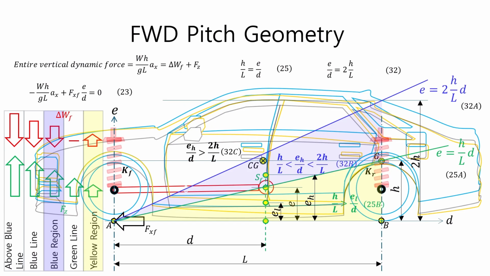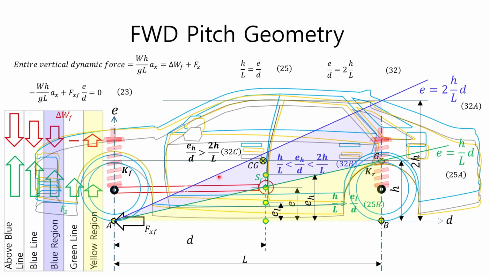Let's briefly summarize the pitch geometry of a front-wheel drive vehicle. Using the lift-zero coordinate system explained earlier, the condition for a zero pitch angle can be expressed by equation 32a, which represents the blue line. In the regions below the blue line and above the green line, the pitch geometry can be expressed using an inequality expression as shown in equation 32b.